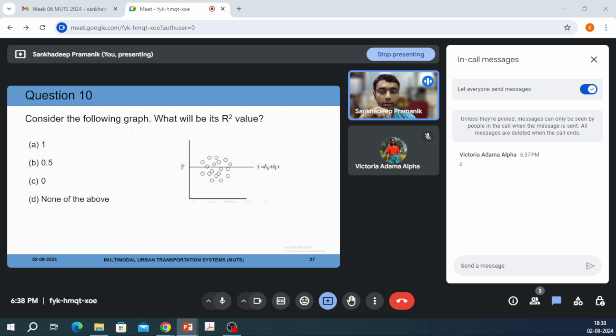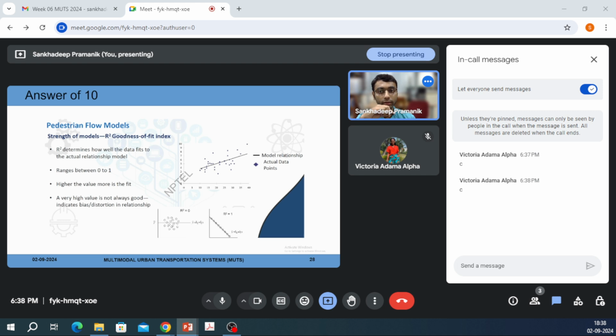Next is, consider the following graph. What will be its r square value? Options are 1, 5, or 0. Yes, C is the correct answer.